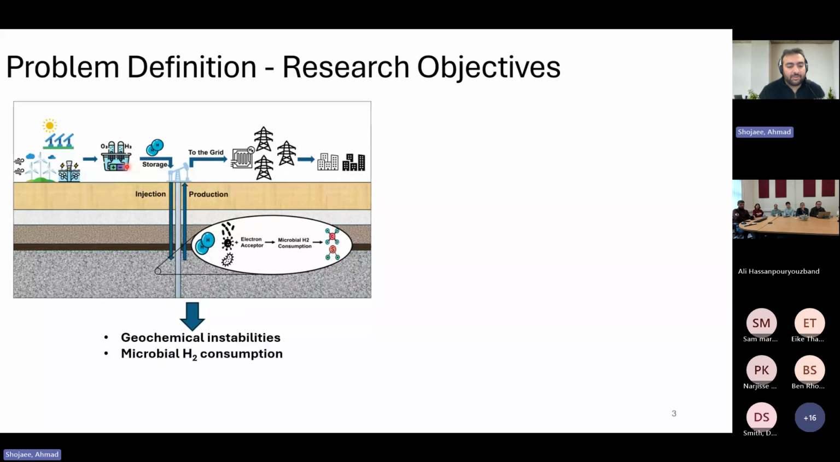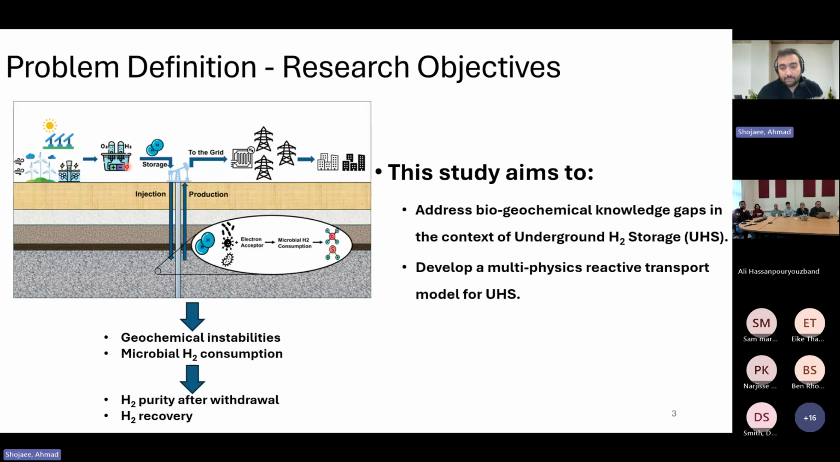However, introduction of hydrogen into subsurface systems may induce some geochemical instabilities and also some microbial reactions. Those microbes can consume hydrogen, and as a result, it will impact hydrogen purity after back production. You may have some contamination in your hydrogen stream, and it also impacts hydrogen recovery. So this study aims first to address the biogeochemical knowledge gap in this context, and then to develop a multi-physics reactive transport model tool for underground hydrogen storage.